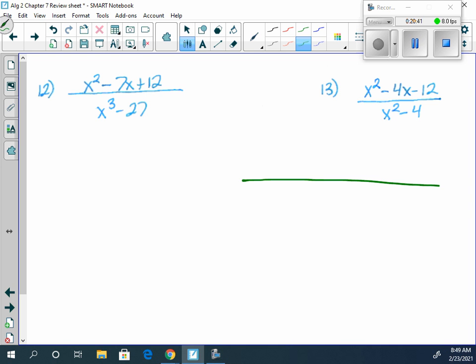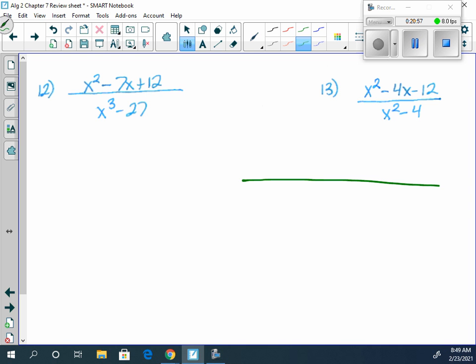So we look at 13, x squared minus 4x minus 12 and x squared minus 4. So we'll look at this one here, and I know I jumped there. But this one here will be a type that you will see on the test. You will see something of degree 2, these quadratics.